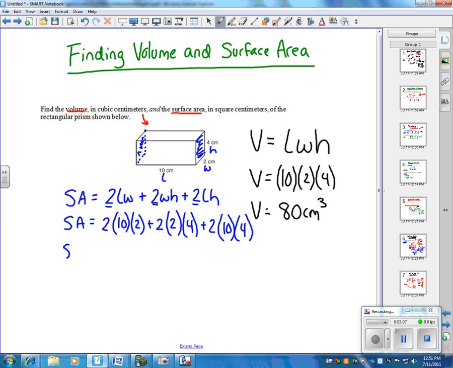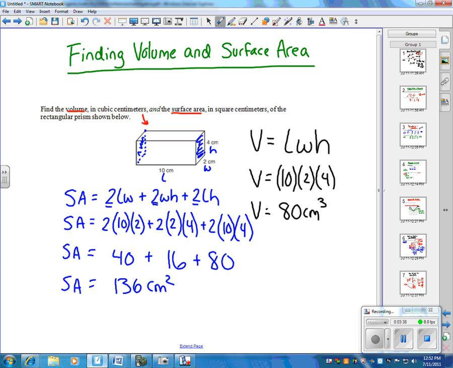So next part, we get some products. We got 2 times 10 times 2, which is going to be 40. Then we got 2 times 2 times 4, which will be 16. And then 2 times 10 times 4, which will be 80. Finish off by adding these together, and we get 136 square centimeters, because we're talking about area.